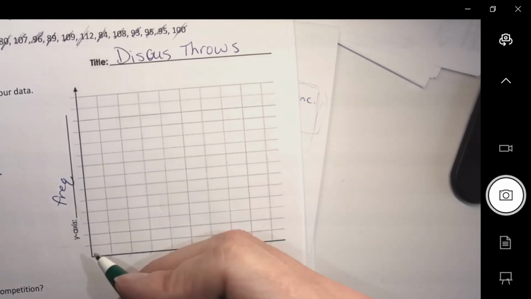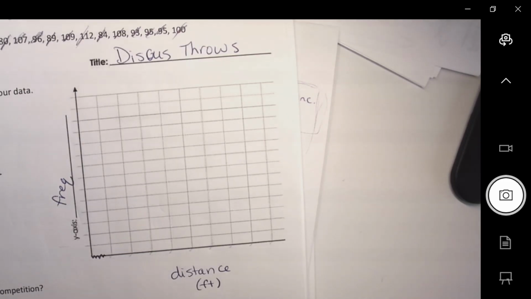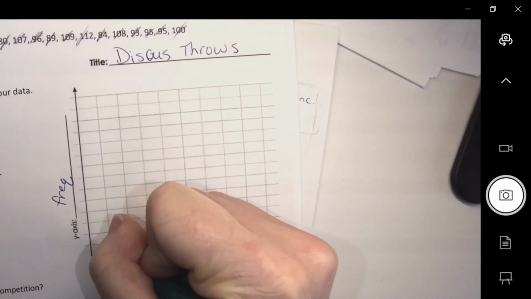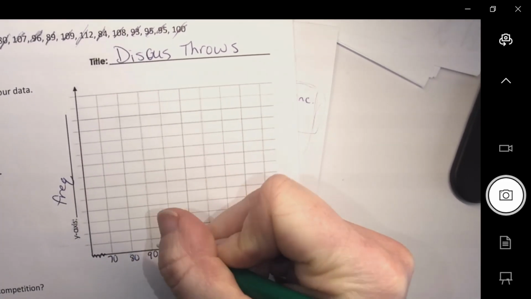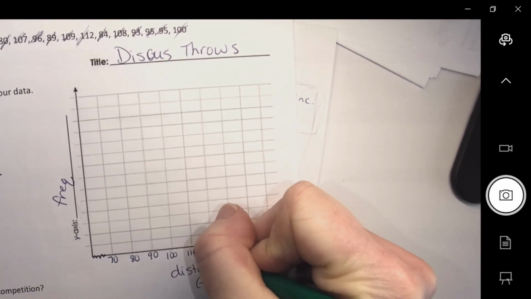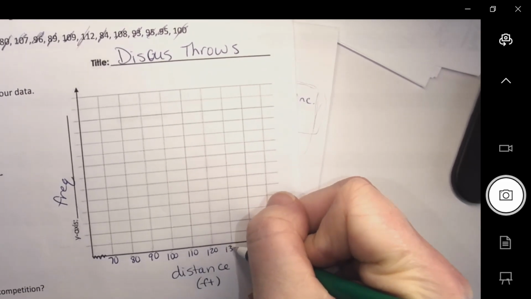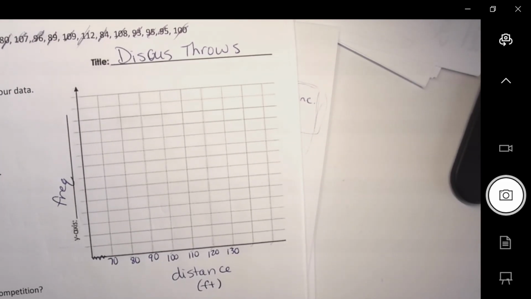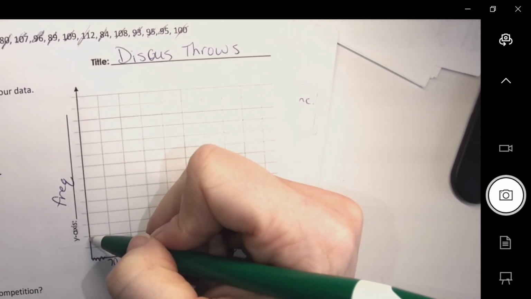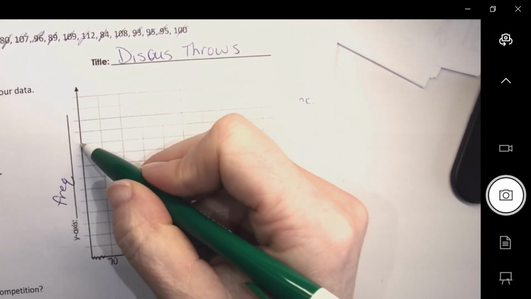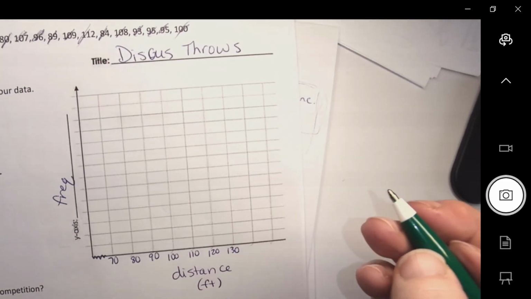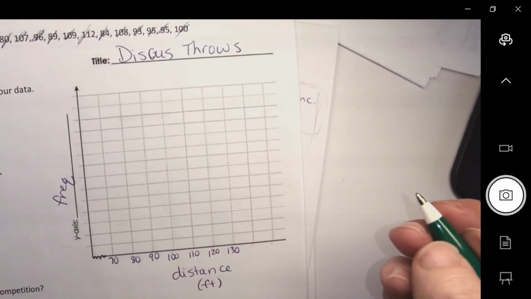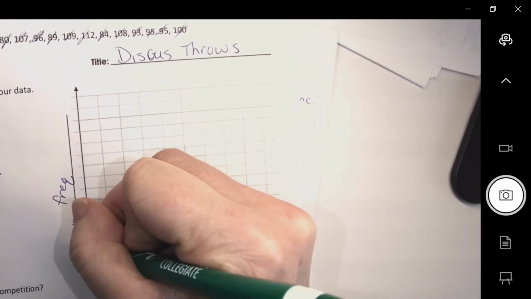So I'm going to draw a little squiggly line, which represents I'm skipping a bunch. I'm not starting at 0. 70, 80, 90. So go up by 10s, 70 to 130. And up the other axis, you need 7 high. You can either go by 1s or by 2s. You have enough room, whatever you want to do. I'll just do 1.